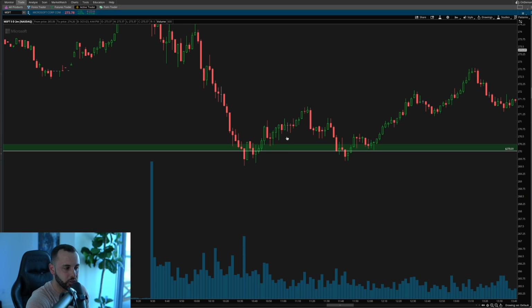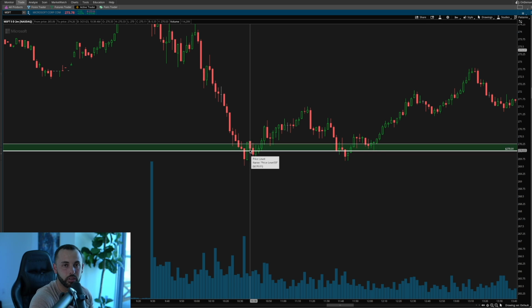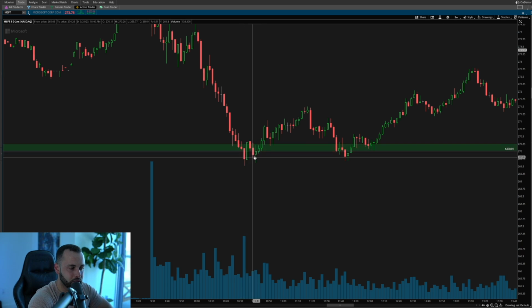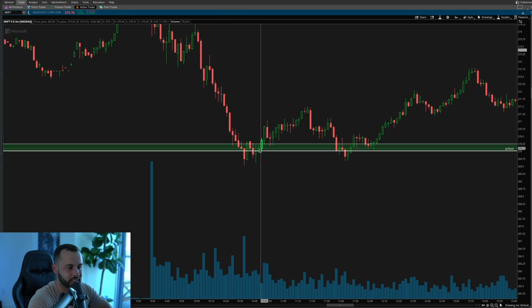Again, chasing that entry a little bit. My eyes lighting up a little bit because of that 270 move below. Never getting the clean break and retest. And really, I just got stopped out of it. After seeing us not giving up that 270 and not holding below it, I had to jump out.